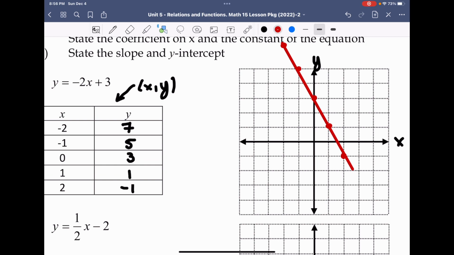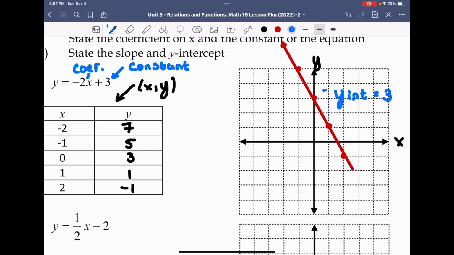Now, what they wanted us to determine was to state the coefficient on the x term and the constant term of the equation. If we look at this, our coefficient is the -2 out front. So we're going to put -2 as our coefficient here. And then our constant term is the 3. On the graph, we're going to label the slope and y-intercept. Our y-intercept is where it crosses the y-axis, and that was at 3. So we can say that our y-intercept is equal to 3.